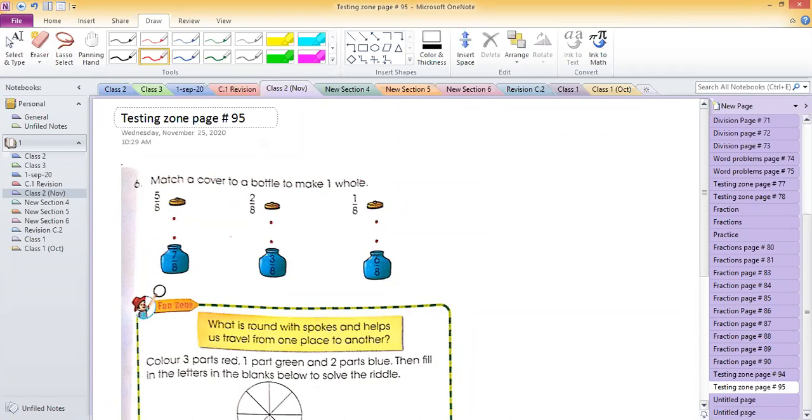There are some bottles and there are some caps. If you make one whole by adding these fractions, you will find which cap belongs to which bottle. This is 5/8. I will explain one of them. If you want to make it whole, you need to add something that should be equal to 8.